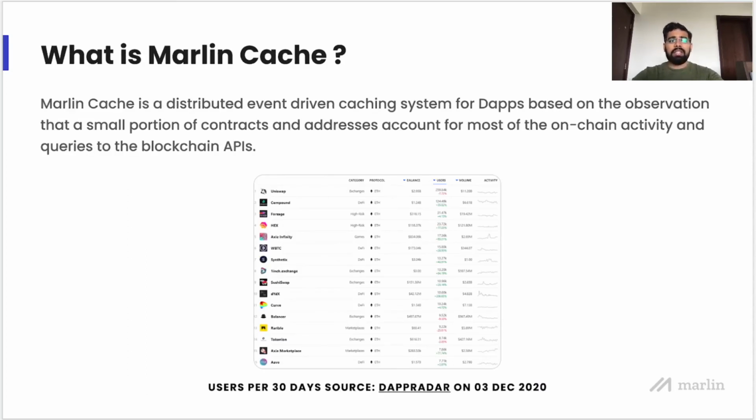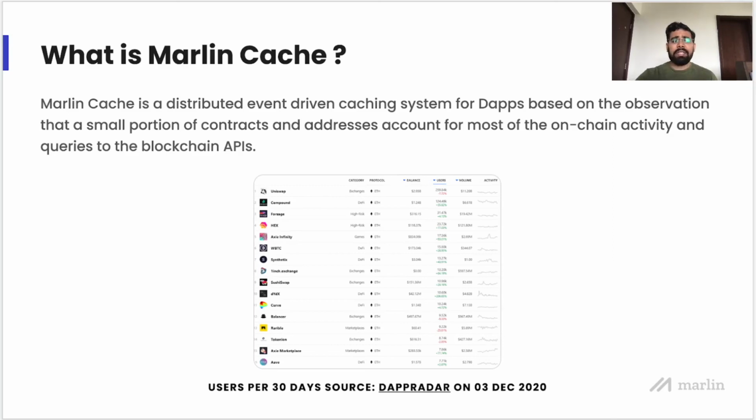So Marlin Cache is based on a simple observation that most of the user activity is from a very few dApps. We can see that from the screenshot below. You can see that Uniswap accounts for around 250 to 260k users, while Aave accounts for 7.7k. So a large portion of users access a very small number of dApps.